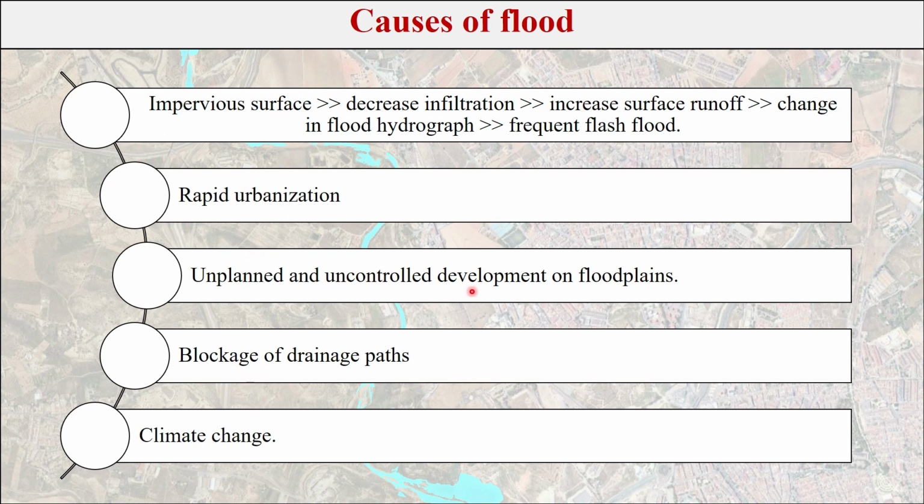Next one is unplanned and uncontrolled development on floodplains and blockage of the drainage path. Due to blockage of the drainage path, the water will be collected and as a result flooding occurs. And also a major cause is climate change. Due to climate change, floods occur frequently, because there is an increase in the temperature, and the ice melts, and as a result there is a rise in the water level on rivers as well as on the sea, etc.